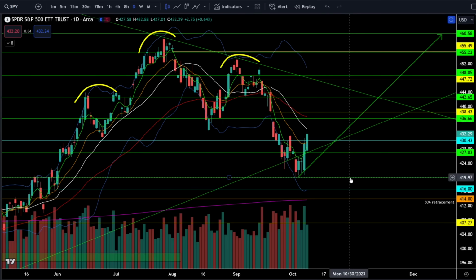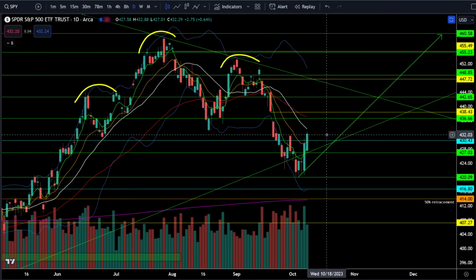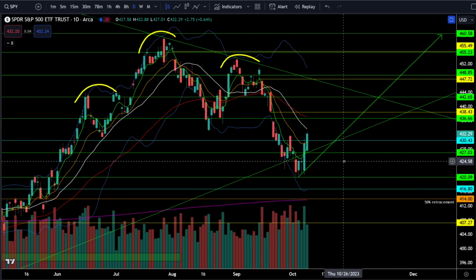So jumping back over to the S&P 500, while we have had a very powerful 2-day bounce, we have done nothing to break out of the downtrend just yet. So this is going to require patience and discipline as you navigate between support and resistance to see whether or not we are still in the downtrend or if we're in the process of breaking out of it.